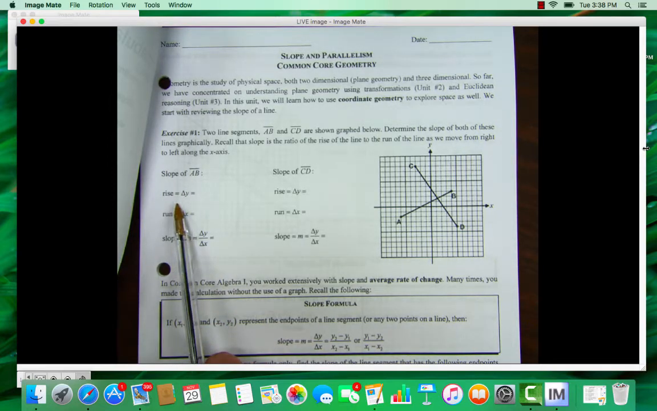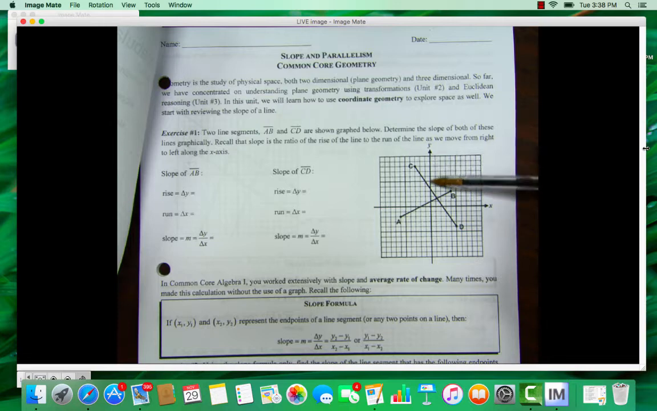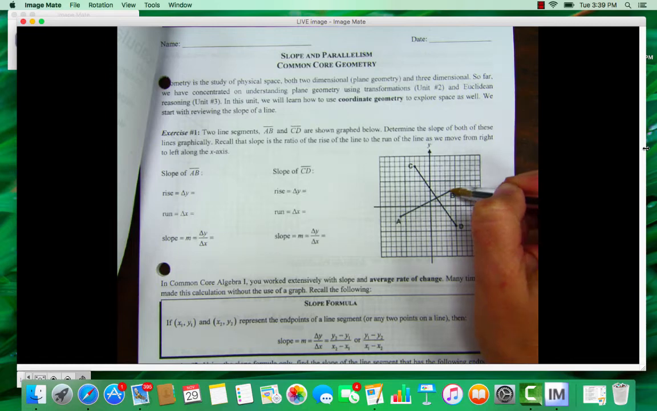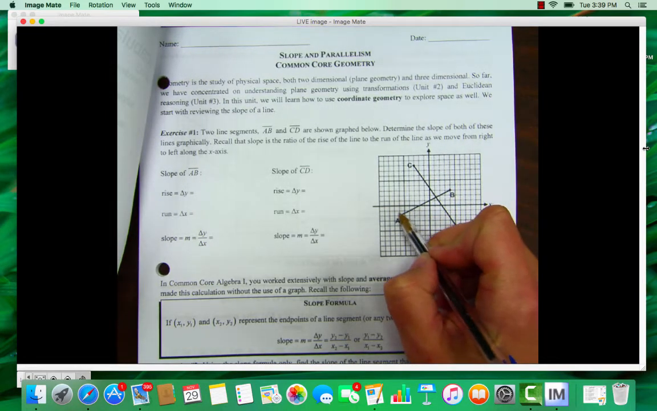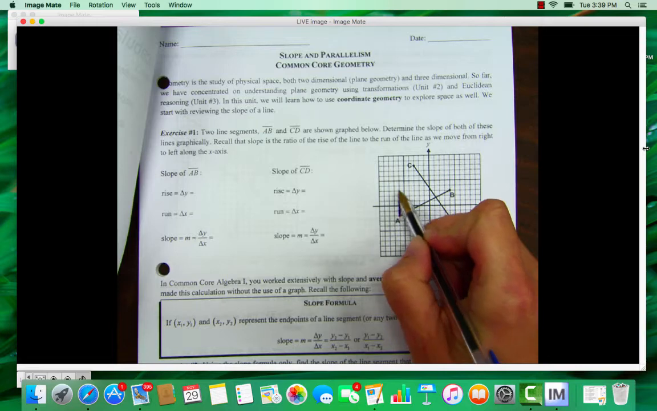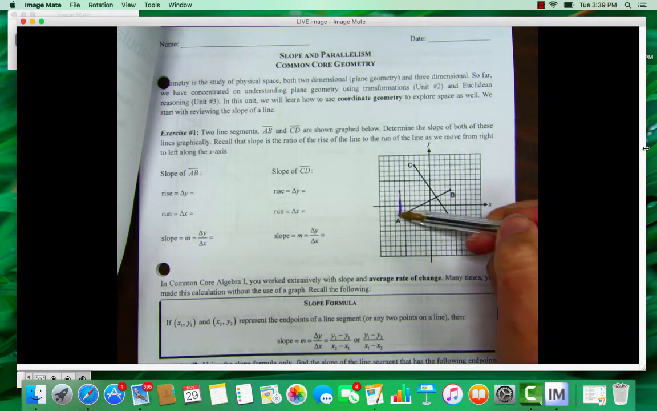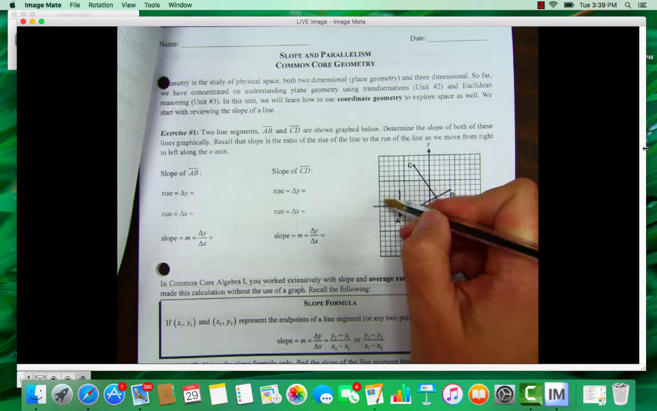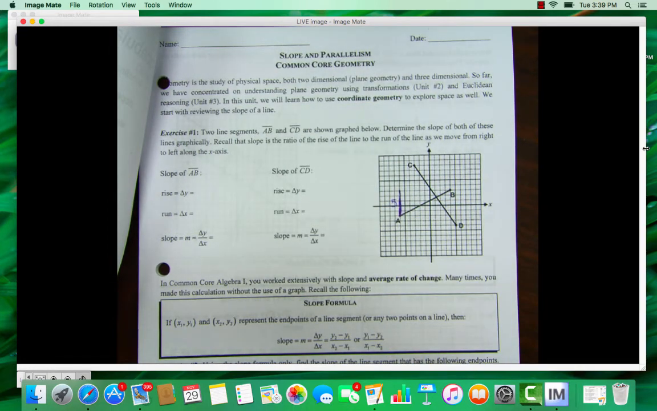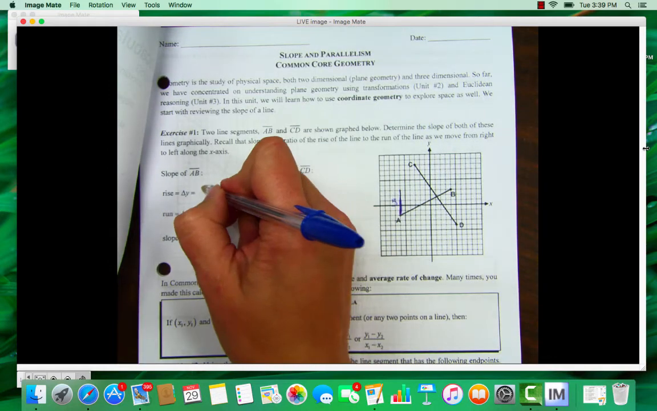I have to find the rise of the segment that goes from A to B, or the change in y. The y-axis is the axis that goes up and down. So I'm going to start at point A, and I have to get to point B, which is over here. My change in y is how far I would travel up to go from A to B. I have to figure out how many units I'm going to travel up to get to point B. It looks like I'm going to have to travel up 1, 2, 3, 4, 5 units. So the change in my y values from A to B is 5 units.